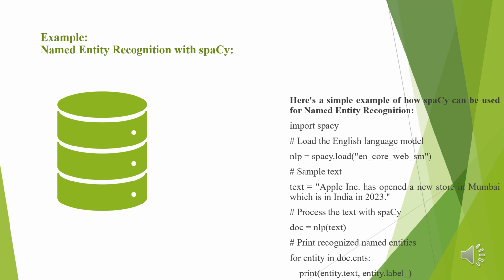And this gives the output: Apple Inc. is recognized as an organization, Mumbai and India are geopolitical entities, meaning they are locations, and 2023 is categorized as a date.